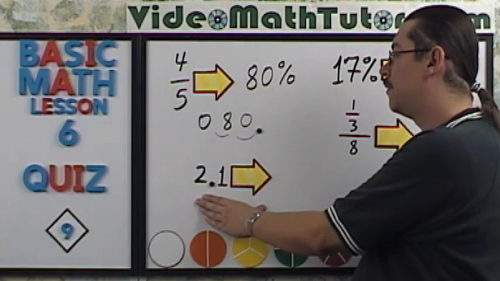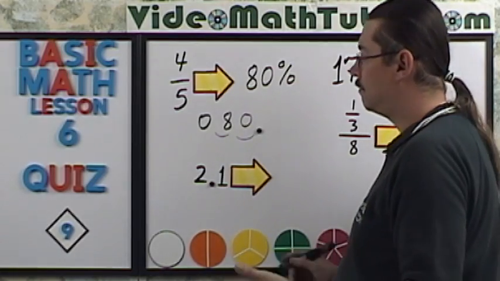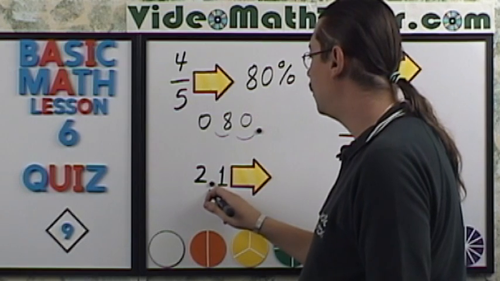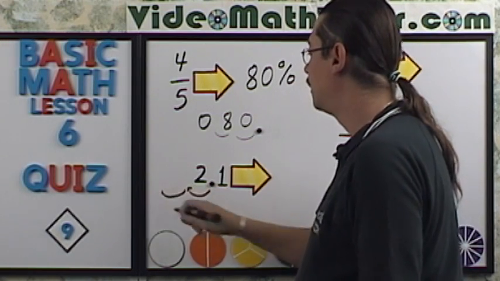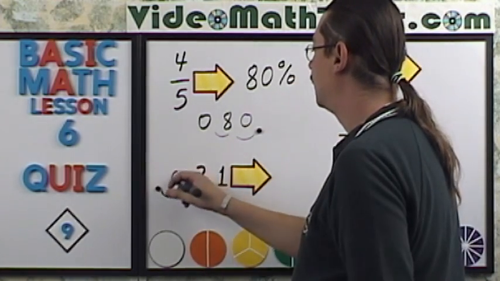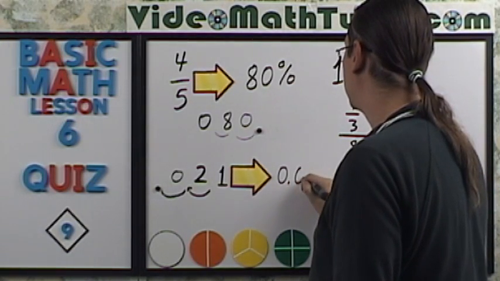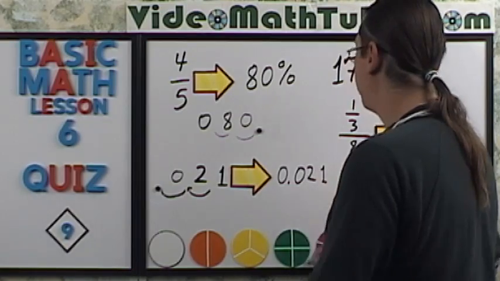For this one, I want to convert 2.1% to decimal form. Well, that's even easier. Just scoot my point 2 places over here. 1, 2. And let's clean that up. So that's just going to be 0.021.